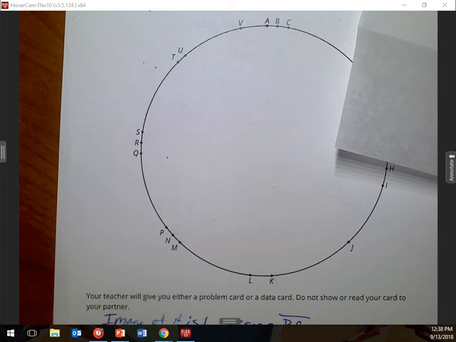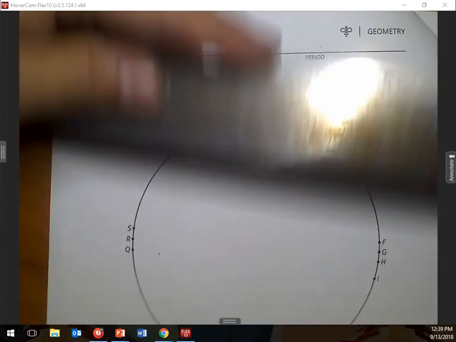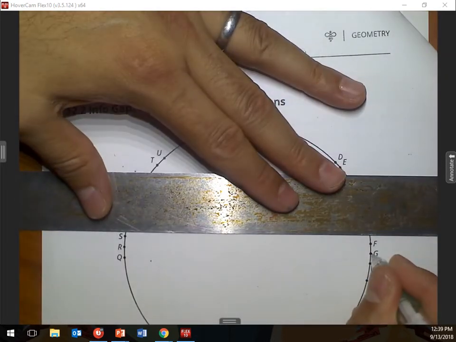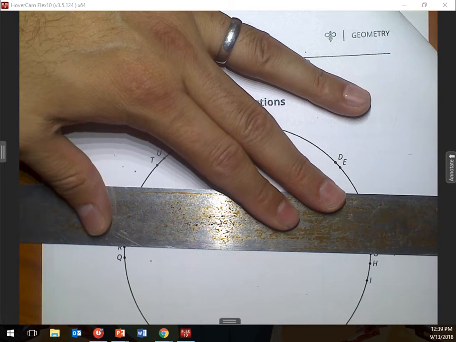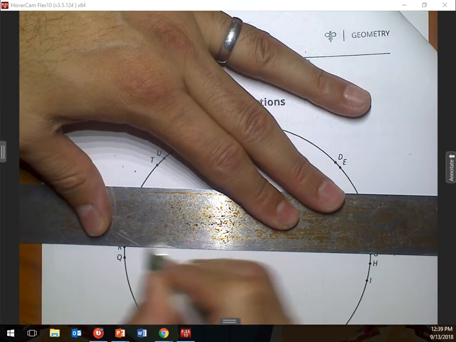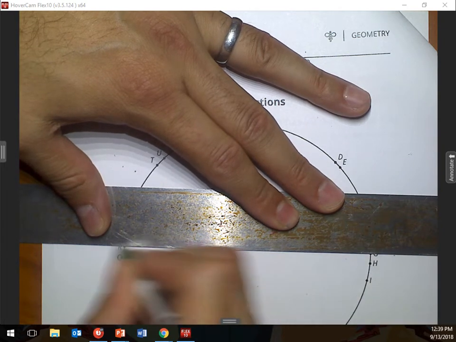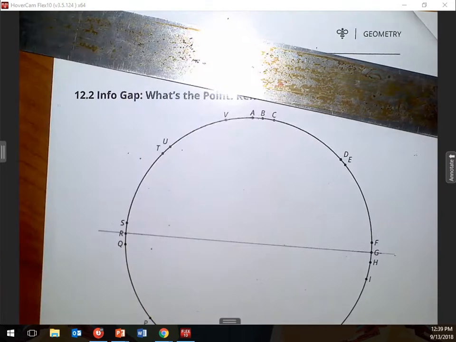I don't even know where my protractor went. So I am going to draw my line for this one. We said it's going to be R to G, so it's all going to be reflected across that.